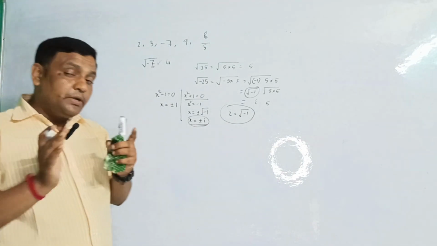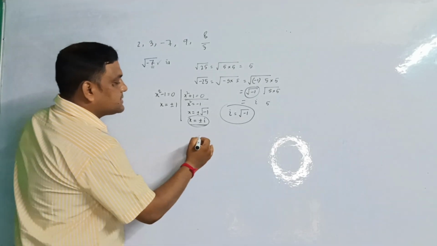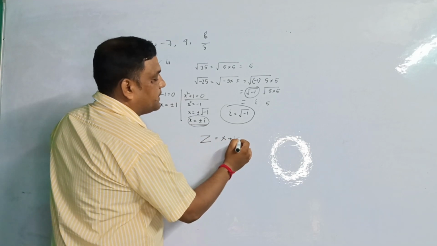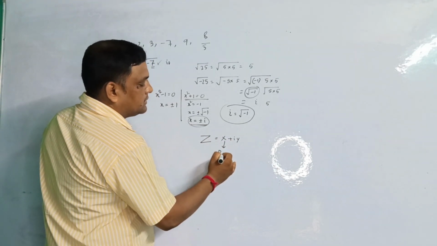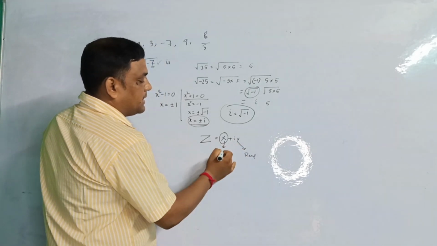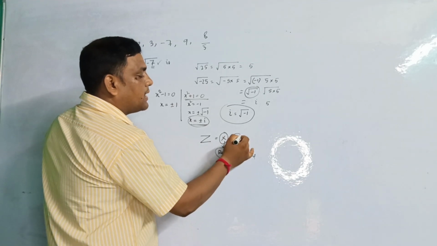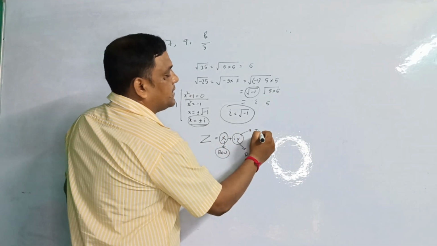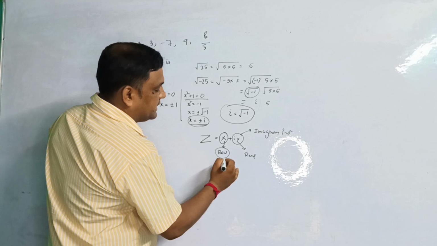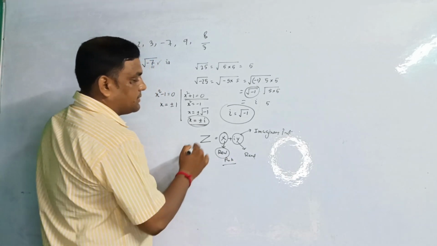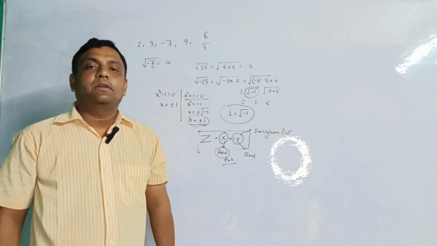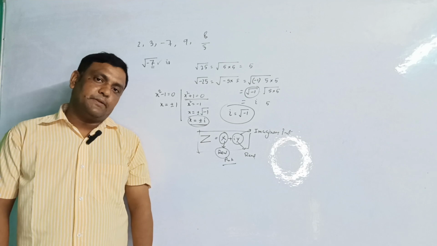So what do you mean by a complex number? A complex number z is the sum of two parts, x and y both real. One part is called the real part, and the other part is called the imaginary part. So this is your real part and this is your imaginary part. The whole number z is equal to x plus iy. These numbers are treated as complex numbers. Clear?